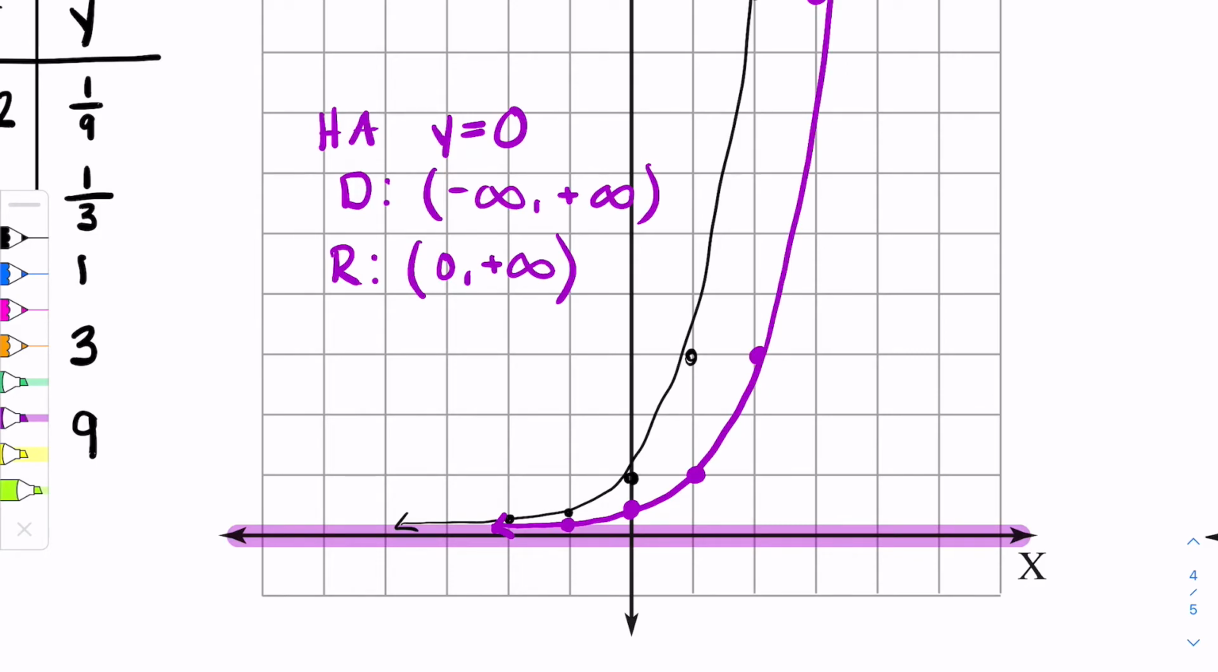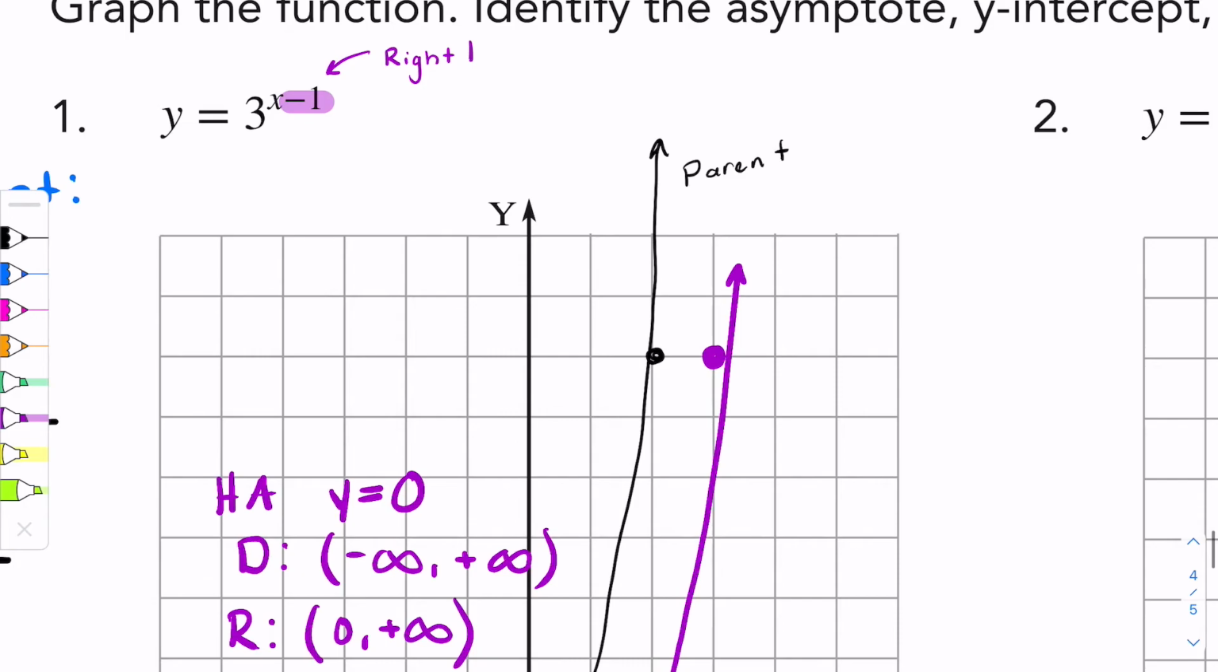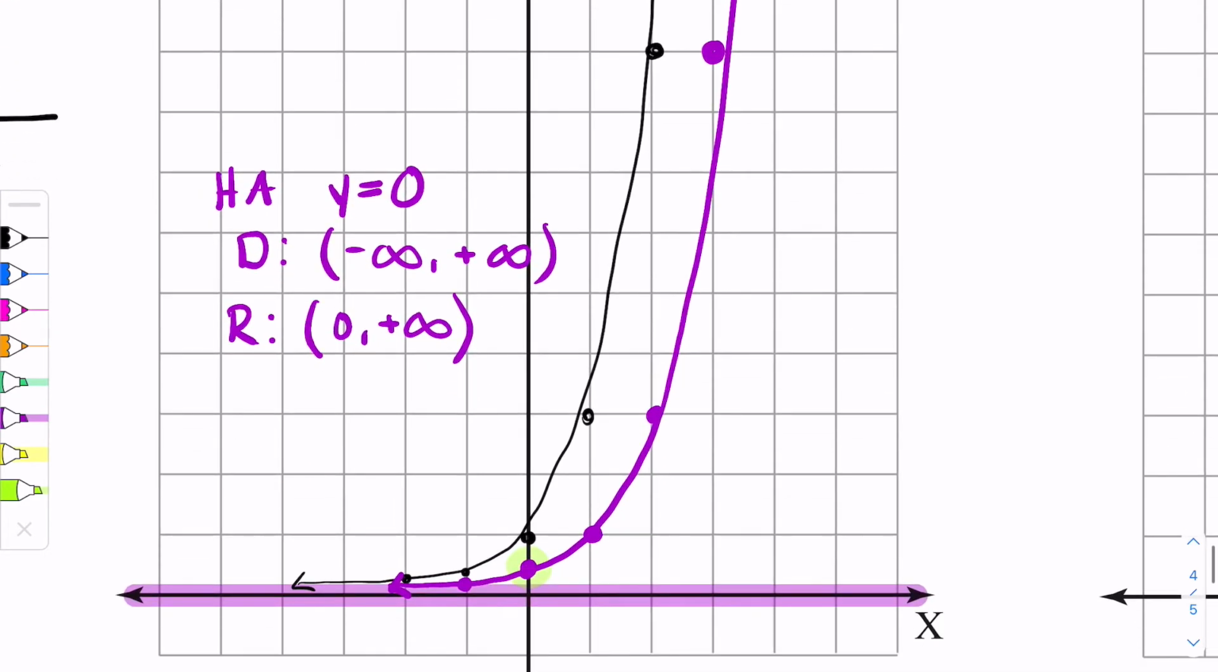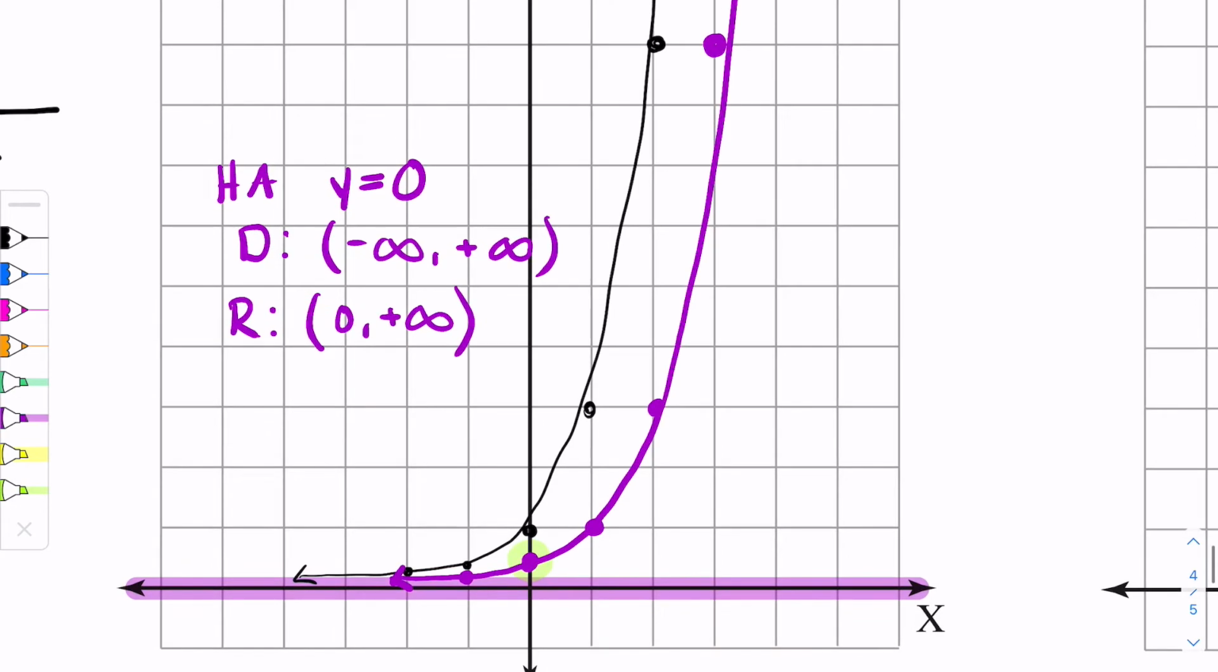And then lastly, we just need to identify this y-intercept. So if you can't tell what the y-intercept is from the graph, then you substitute 0 in for x and you solve for y. If you substitute 0 in for x into the original function, you would get 3 raised to the power of negative 1. 3 raised to the power of negative 1 is 1/3. So in this example, if you were to ask to find your y-intercept, you write it as an ordered pair, x-coordinate 0, y-coordinate 1/3.